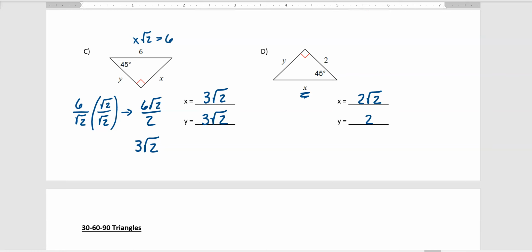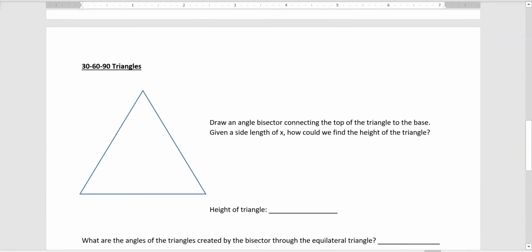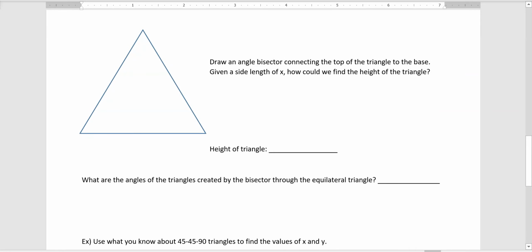Now let's look at 30, 60, 90 triangles. So imagine if we have an equilateral triangle. So if I have a bisector here that splits that right down the middle. So let's say this is side length of x. And now I've created a new triangle.